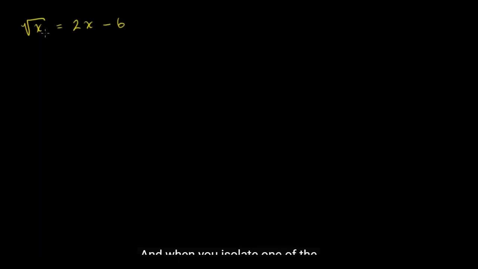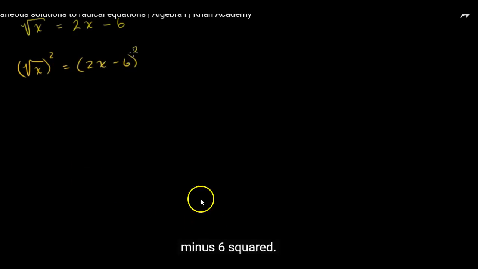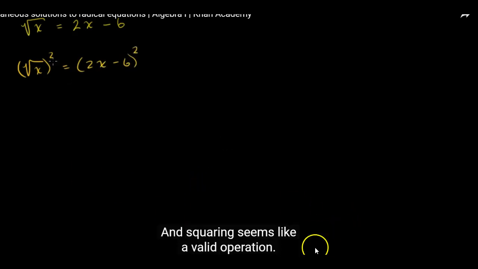When you isolate one of the radicals on one side of the equation, this one starts off like that. I have the square root of x isolated on the left-hand side. Then we square both sides of the equation. So let us square both sides of the equation. So I'll just rewrite it again. We'll do this one slowly. I'm going to square that, and that's going to be equal to 2x minus 6 squared. And pause right there so you can write it down.